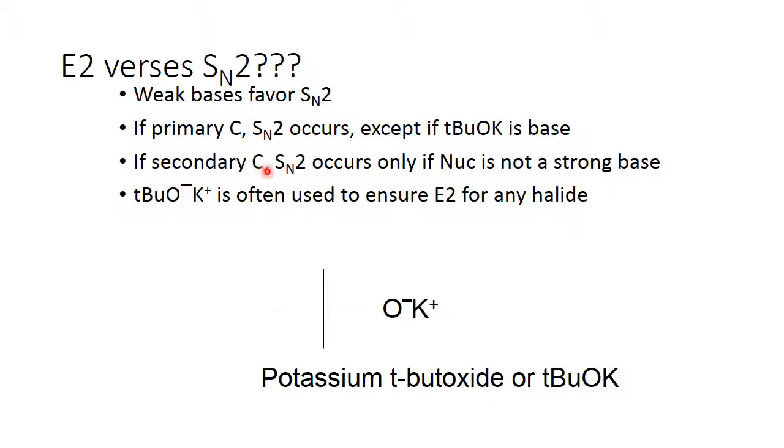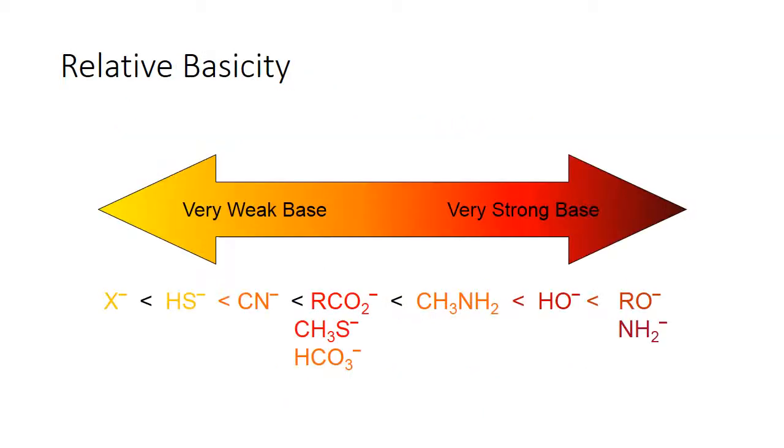If you have a secondary carbon, though, SN2 is slower. And so only if the nucleophile is not a strong base will SN2 occur. If it's a strong base, even if it's not t-butoxide, let's say it's sodium ethoxide or potassium hydroxide, those are going to end up doing E2 on that carbon if it's secondary. Sometimes we want to make sure that E2 goes ahead, so we just use t-butoxide anyhow. And when we don't want elimination to go ahead, we have to choose carefully not to have a base.